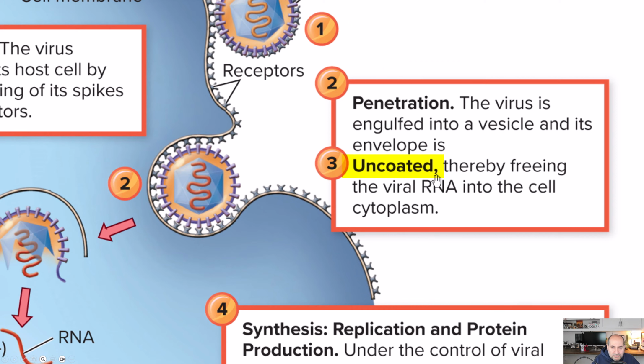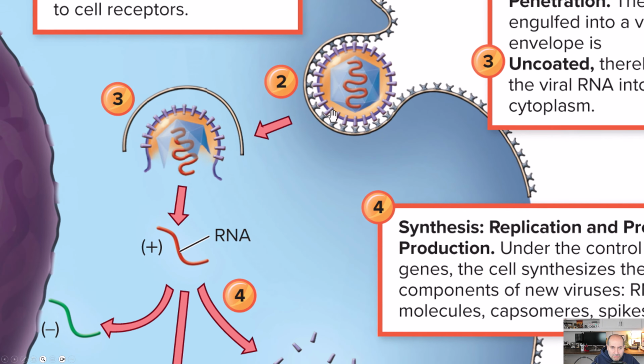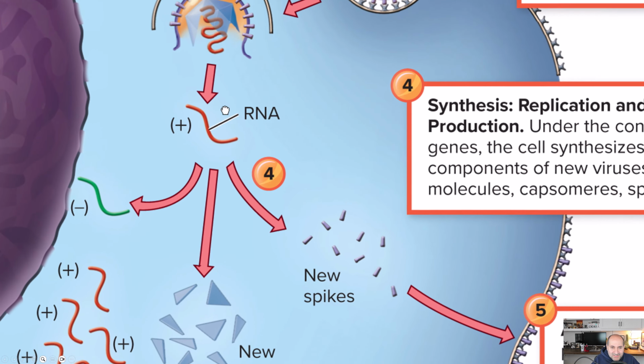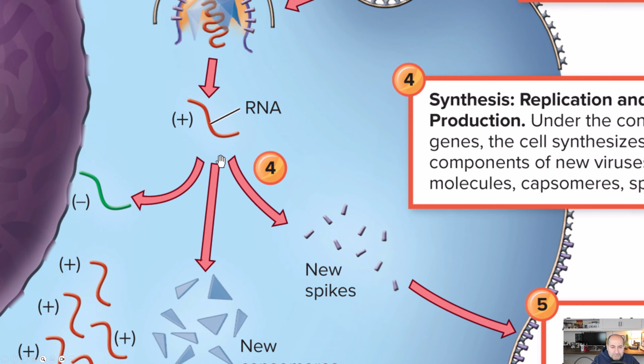Next, part three is called uncoating. Uncoating occurs to free the viral genome, whether it's an RNA genome or a DNA genome, into the cytoplasm. See part three, uncoating. The viral genome, whether RNA or DNA, is released into the cell. Remember that RNA genomes replicate in the cytoplasm, while DNA genomes replicate in the nucleus.